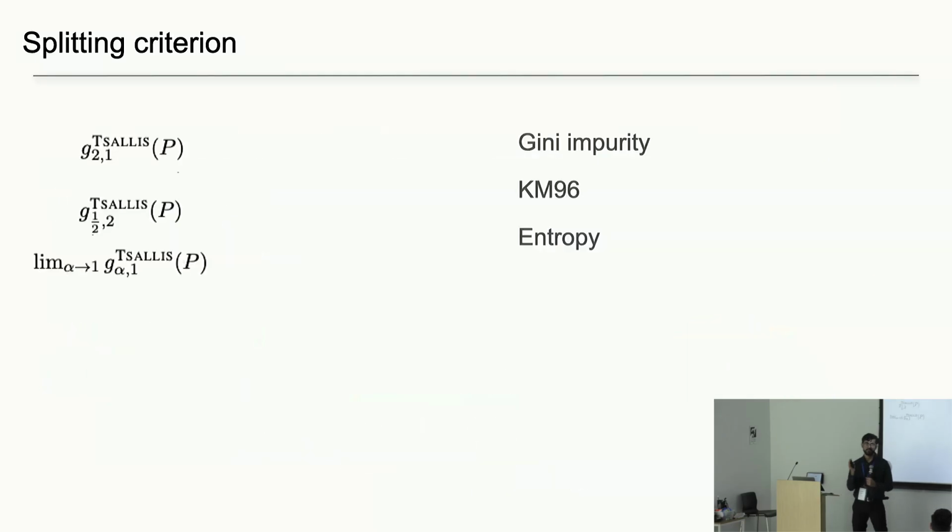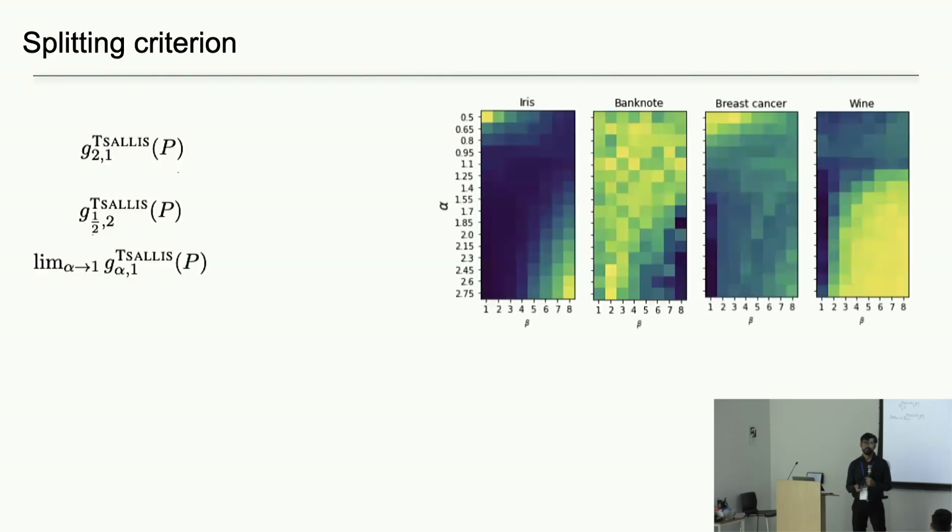For certain values of alpha and beta, you will get Gini impurity. For a different value, you get the Kearns-Mansour criterion, you get entropy. But there's also an infinite number of other values of these hyperparameters. So you get a whole family of algorithms for learning or tuning decision trees. As you vary alpha and beta on different data sets, you observe that different values of the hyperparameters give you the best performing decision tree. So this motivates that you need to find the best value of alpha and beta on your individual data set.